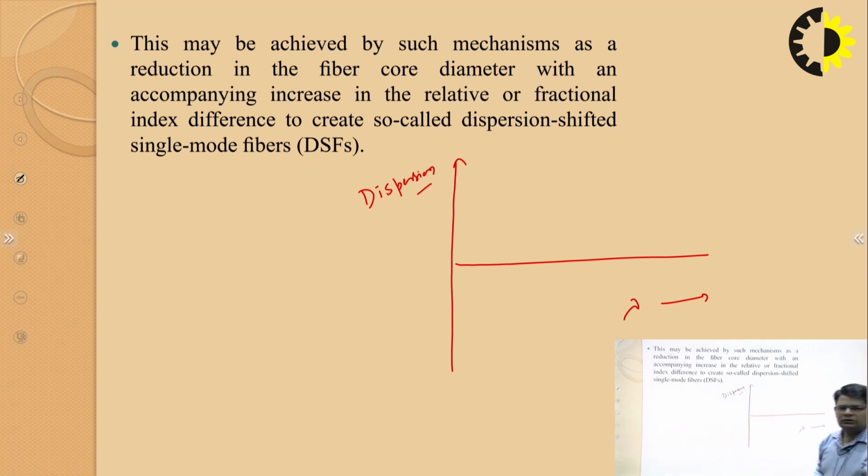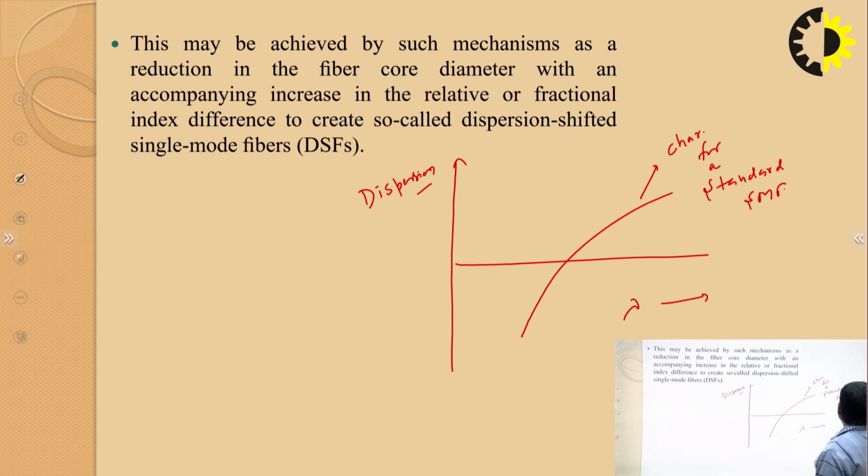Okay. So the dispersion for the single mode fiber is given like this. This is the dispersion characteristics for the standard single mode fiber. So this zero dispersion wavelength is at around 1.31 micrometer.